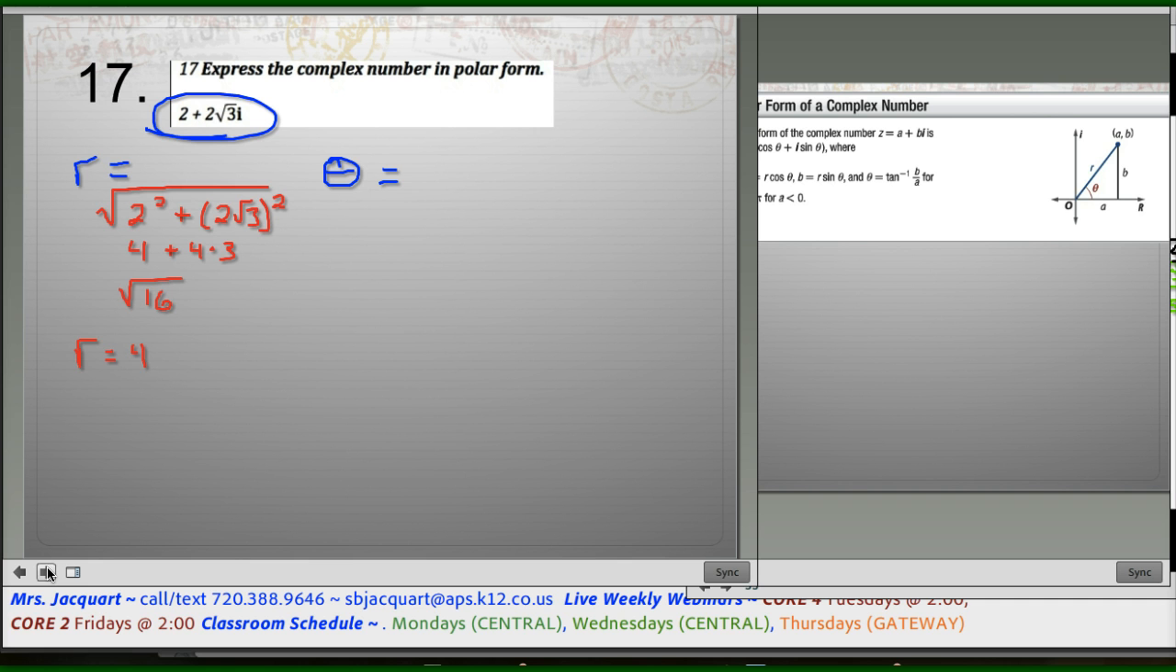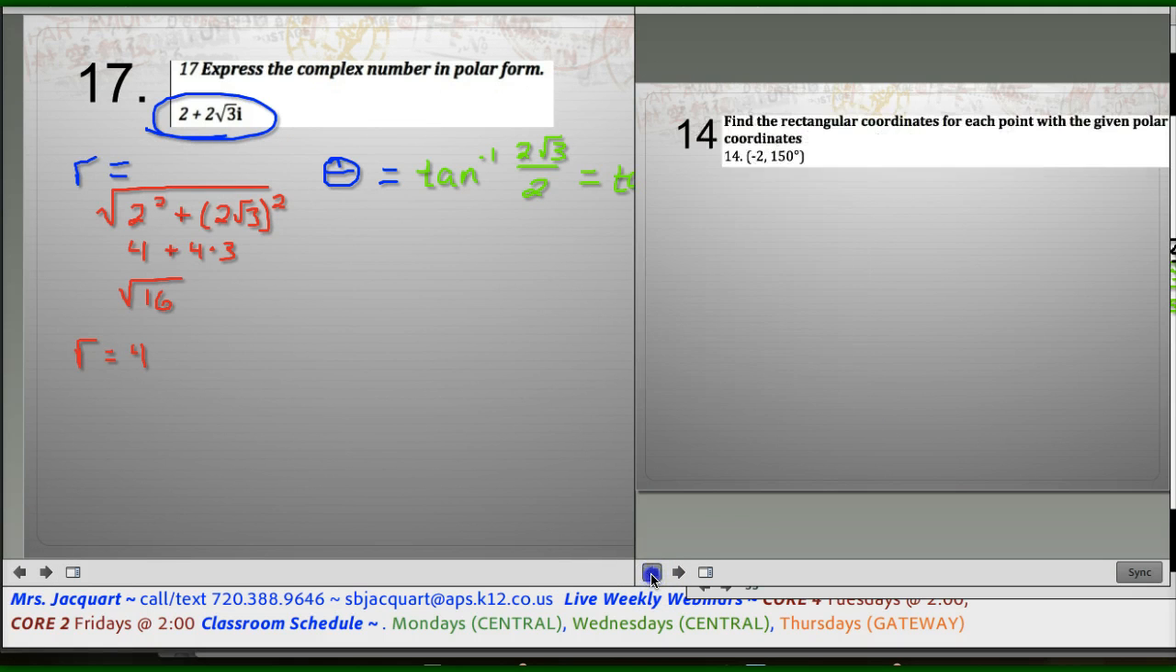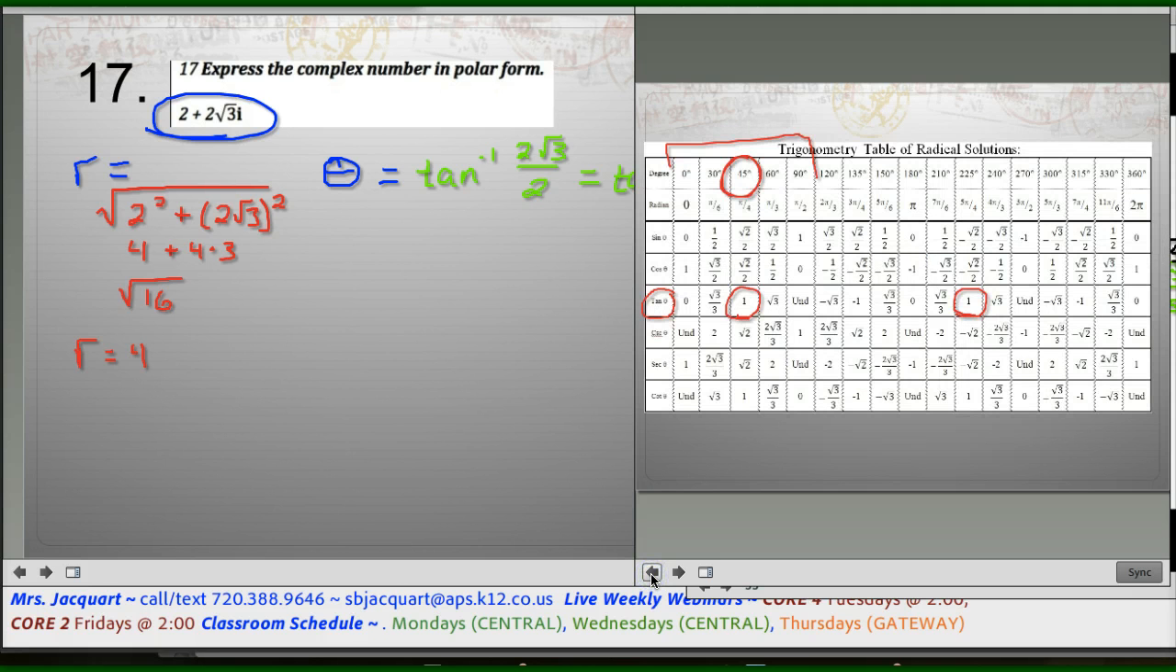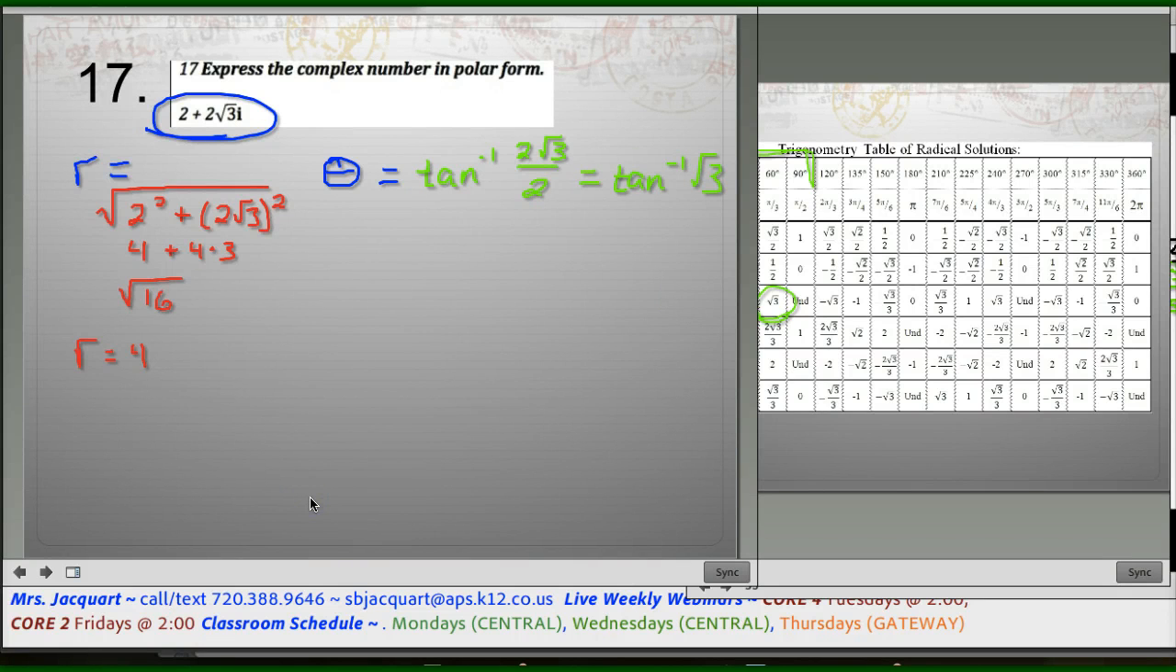So R equals 4. Theta equals the inverse tangent of the second number, 2 square root 3, divided by the first number. So it equals inverse tangent of square root 3. Instead of using a calculator, I'm going to go find it. So let's go look at tangent. And we're in the first quadrant again, just based off of graphing. Let's go look for square root 3. Here's my tangent. Here's my square root 3. We're at 60 degrees. So theta equals 60 degrees.